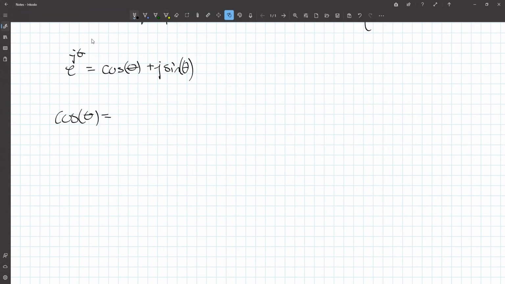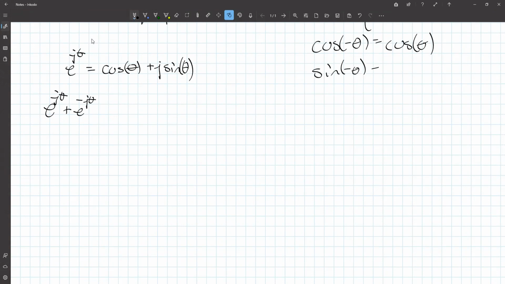Well, I said you could take just the real part of this, but let me do this. If I do e to the j theta plus e to the negative j theta, I'm going to write a couple trig identities over here. Cosine of negative theta is equal to cosine of theta, the even function. Sine of negative theta is equal to negative sine theta. That's an odd function. These are a couple of trig identities that you should know. You should always know that if you see a sine of negative theta, that is negative sine theta.